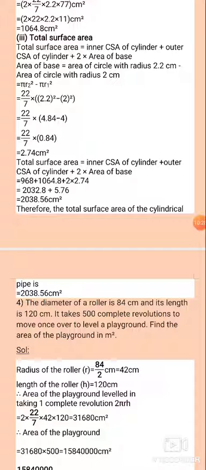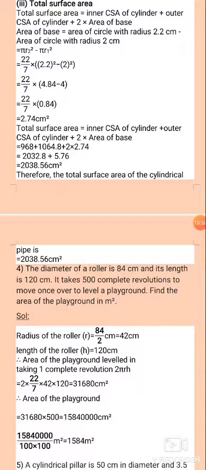leveled in taking one complete revolution. That is, only the curved portion is needed. Okay, no need of the top and bottom. Only for leveling the ground we need to consider the curved portion. The equation is 2 pi into r into h. So substitute all the values. Then we get 31,680 centimeter square. Now, how many complete revolutions are needed for leveling the playground?